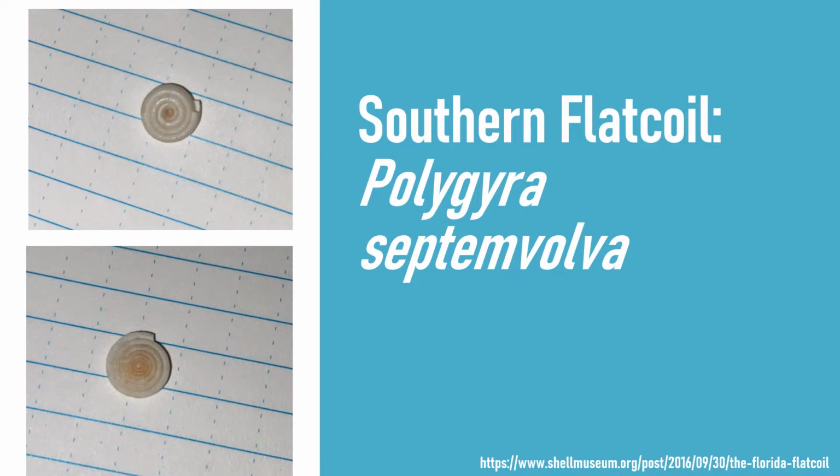Here I have another shell, the southern flatcoil, or Polygyra septemvolva. These are a widely occurring land snail, but they are often found accumulated in clumps of vegetation near water or in puddles after it rains. And there had been a storm at the beach, and so this shell I found in a clump of vegetation up closer to the dune.